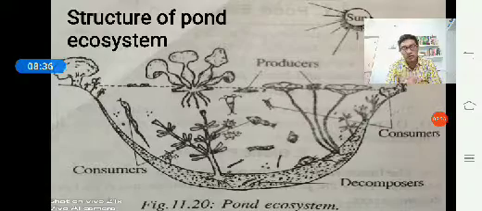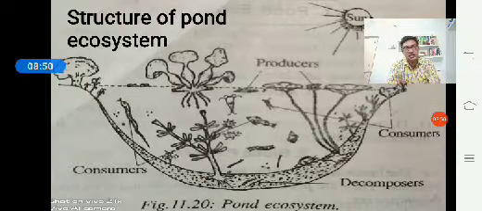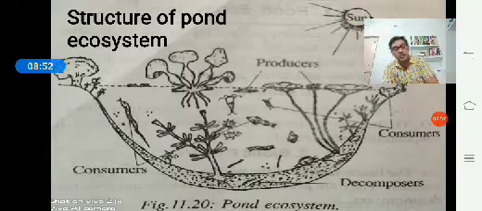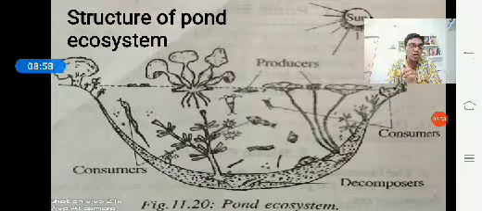Then the third one, tertiary consumers. The tertiary consumers are the carnivorous animals that consume the secondary consumers as the source of energy. In the pond ecosystem, the tertiary consumers are water snakes and aquatic birds like heron, duck, etc.